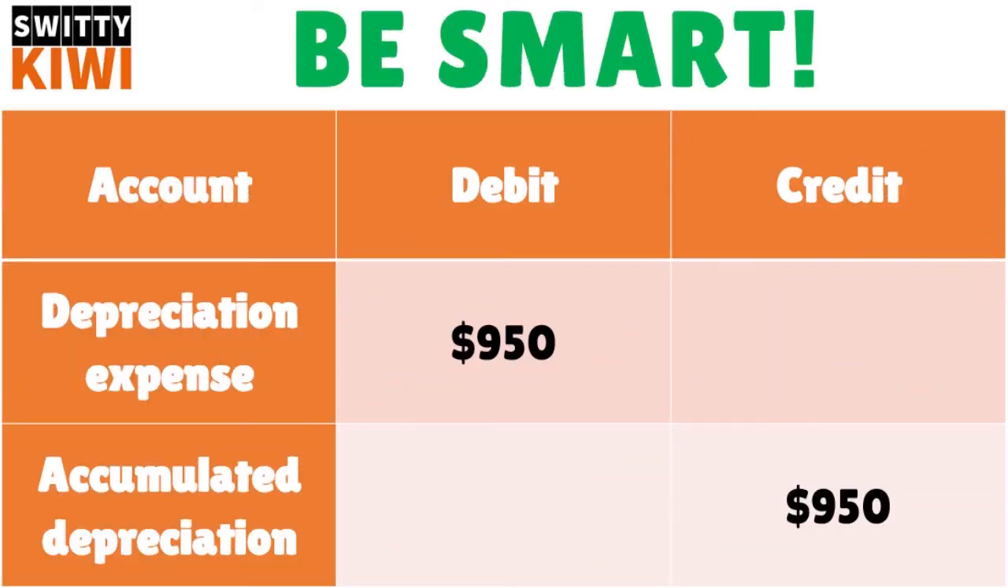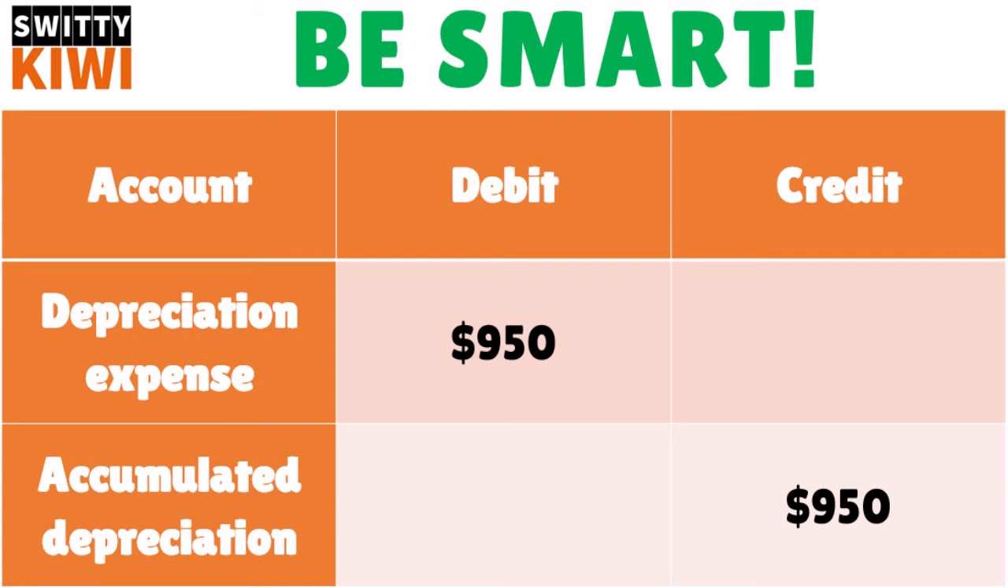I want you to see on the screen here. So you would actually debit depreciation expense and credit accumulated depreciation. An expense in accounting, for those of you who have a little bit of accounting knowledge, you debit it to increase it, right? If you want to increase an expense, you have to debit it. And accumulated depreciation, you're crediting it.